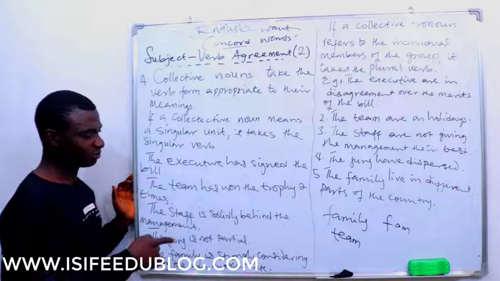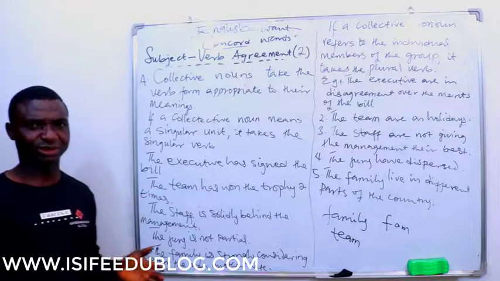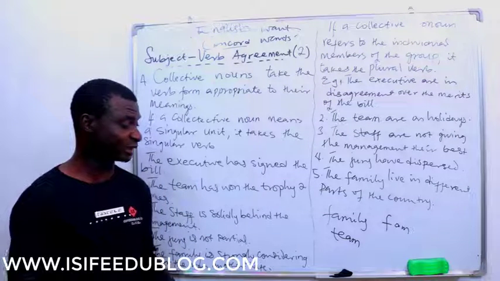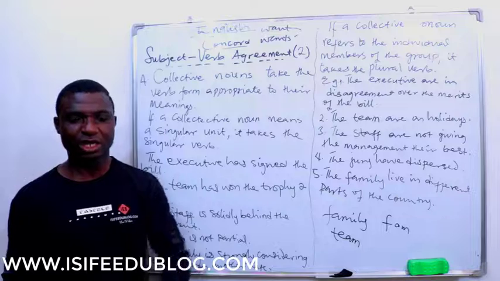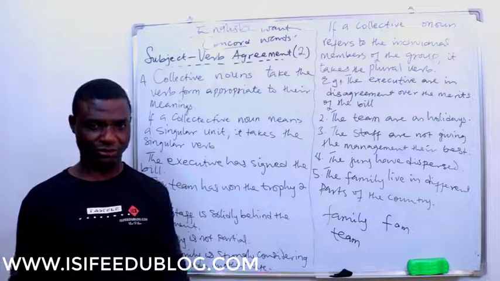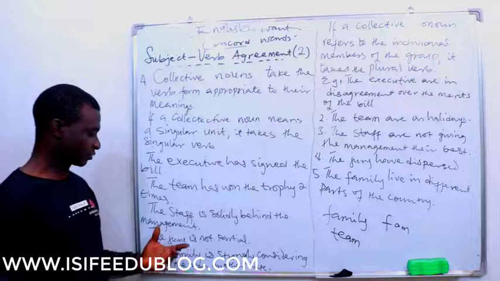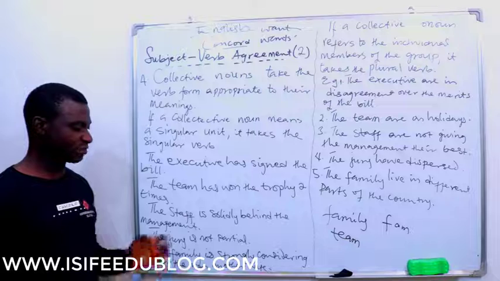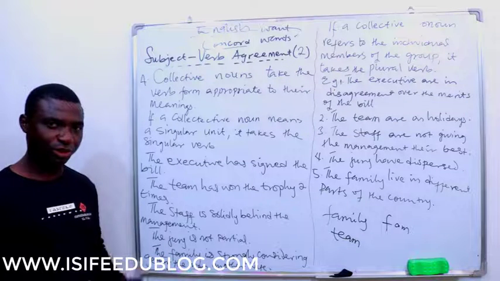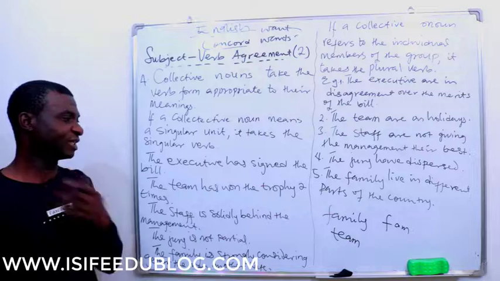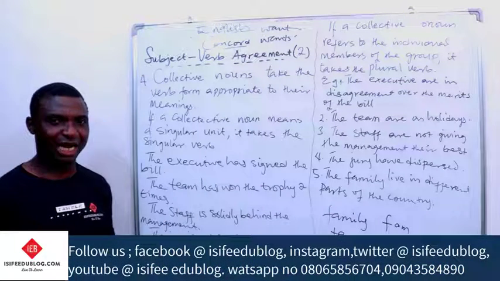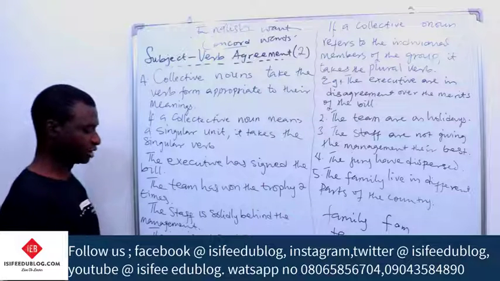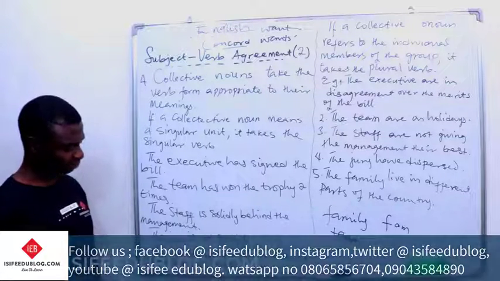The staff is solidly behind the management. This is to say that nobody is protesting. Even when the statement is made by the spokesman of the staff, every other person is in line with that thought. Therefore, the staff is solidly behind the management. The jury is not partial. Even if individuals have different opinions, they arrive at something that is just. Therefore, the jury is not partial in that sense.